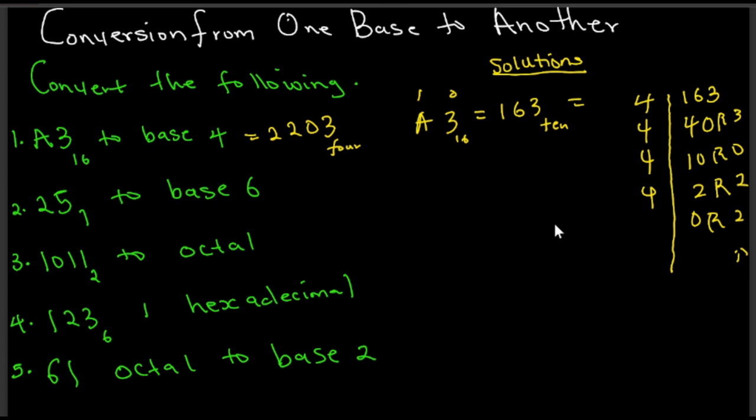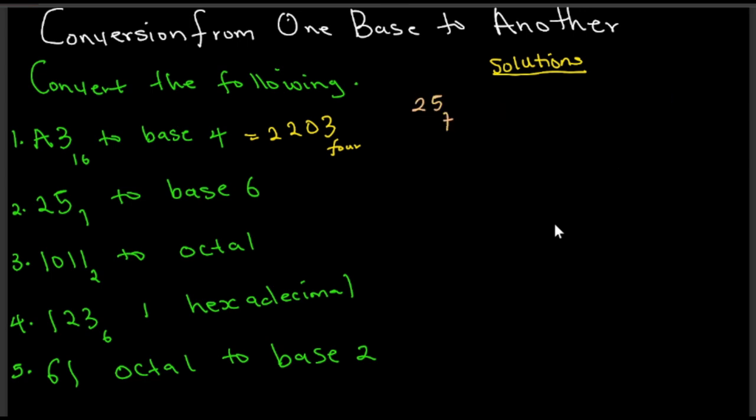So let's go to the next one. Convert 25 base 7 to base 6. I'll wipe this off. The first thing we need to do is to convert 25 base 7 to base 10. So we give them powers 0, 1.